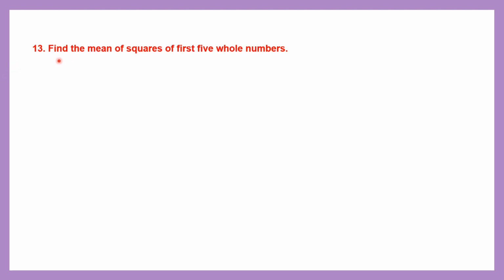Question 13. Find the mean this time of the squares of the first 5 whole numbers. You need to read your question carefully. We are talking about whole numbers, and the first 5 whole numbers. That means whole numbers start from 0. Then we have to find the squares of those numbers and then the mean of that. So let's begin by writing down the first 5 whole numbers. We have 0, 1, 2, 3 and 4. These are the first 5 whole numbers.